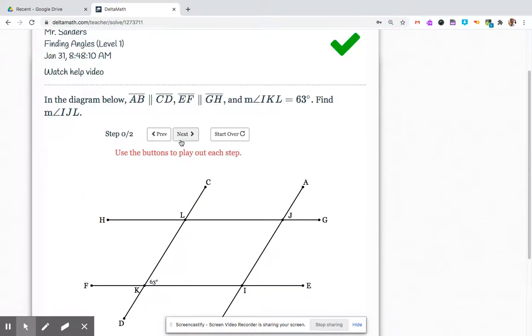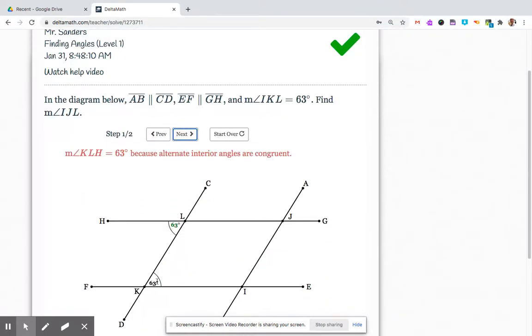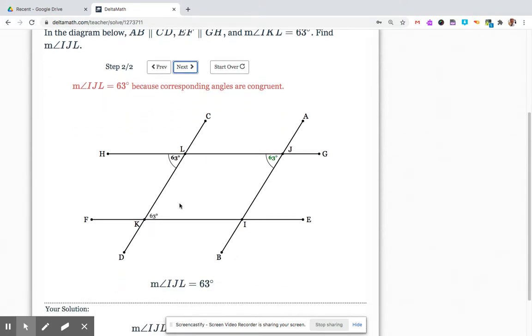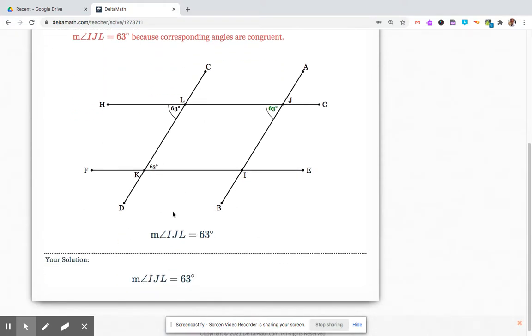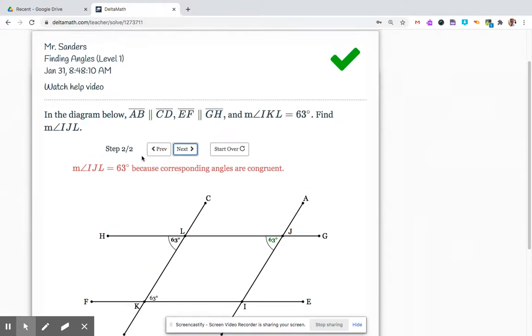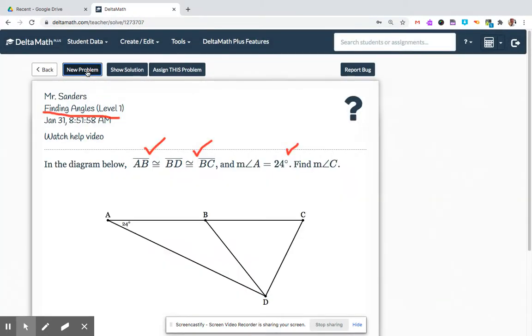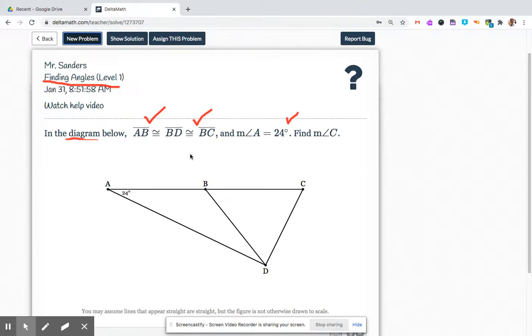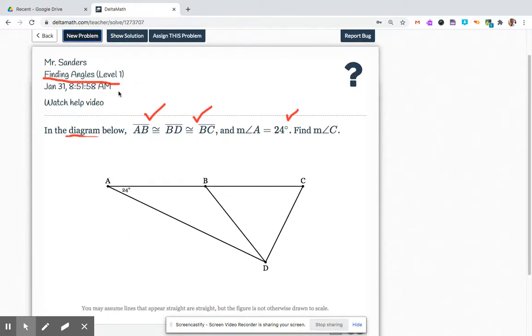Let's see, how'd they do it? Alternate interior, okay, and then corresponding, I bet. Corresponding, yep, so exactly what we did. Just a different order, but it's exactly the same vocabulary. Let's see if the next one's any different. This one is a little bit different, so let's try it.